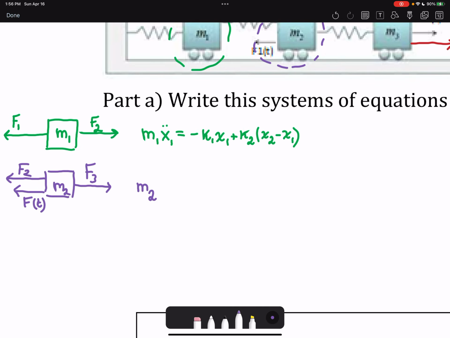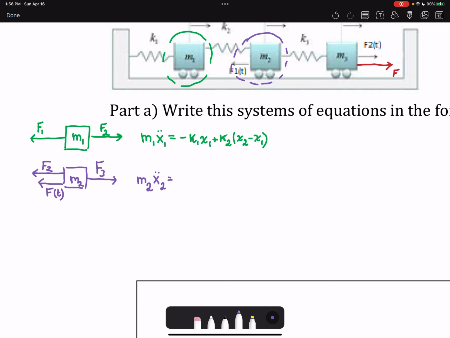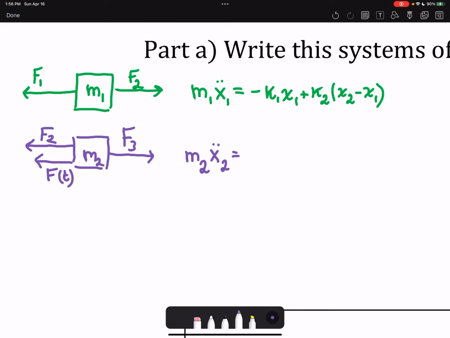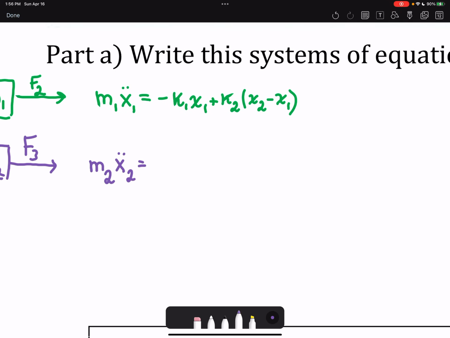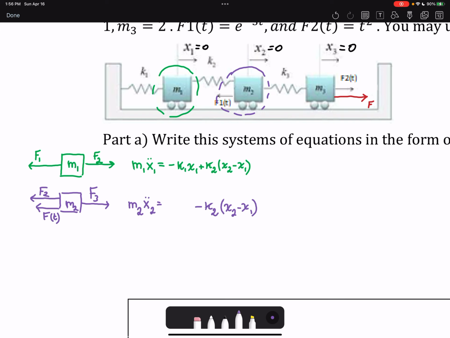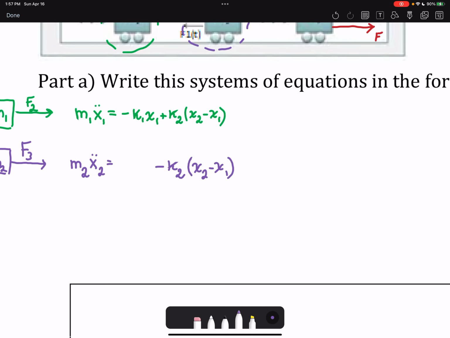M sub 2 times x double dot 2 is going to be the sum of the forces in the x direction on this second block, which is going to be the two forces pointing towards the left. And what are the two forces? Well, we have the one from F2, which is really pointing back, and it's going to be proportional to K2, x2 minus x1, because it's how much this gets displaced, not considering the fact that this could go in and therefore relax it a little bit. And then we have that minus f of t that's pulling it in.